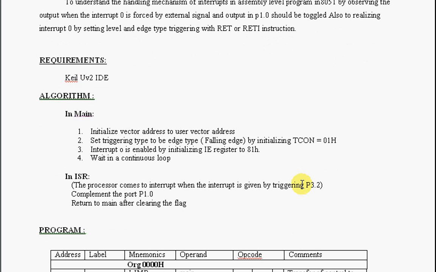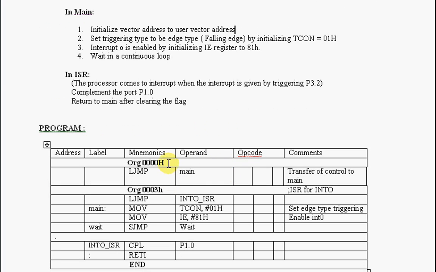You have the algorithm. In the main routine you are initializing your vector, the company vector address, to your user vector address space. The original 8051 vector address for INT0 is 003h, but you are jumping to some other vector address. That is your user vector address. And set the triggering type to be edge type by setting TCON to be 01h, and interrupt 0 should be enabled by initializing 81h to the IE register.